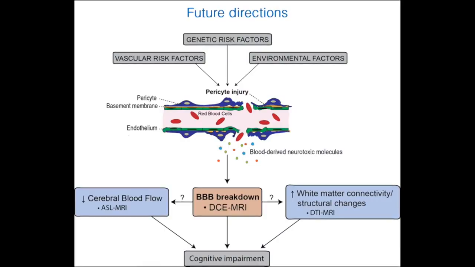To prevent dementias, we may need to come up with ways to reseal the blood-brain barrier. But before we do that, we also need to understand how genetic risk factors, vascular risk factors, and environment influence the blood-brain barrier in dementias and Alzheimer's disease. It would also be important to understand how blood-brain barrier breakdown influences cerebral blood flow and white matter connectivity and structural changes.